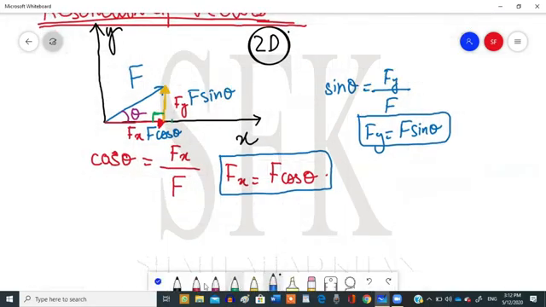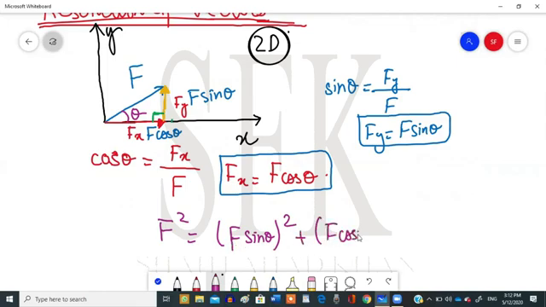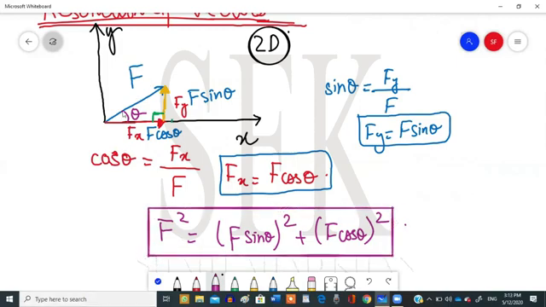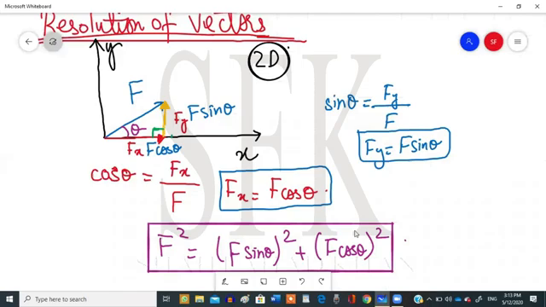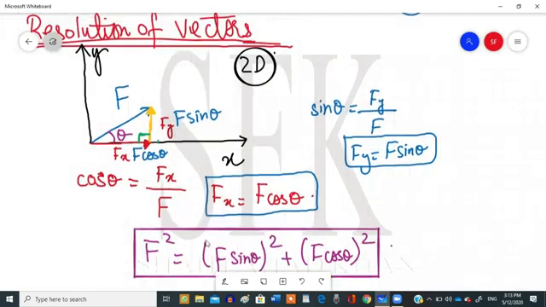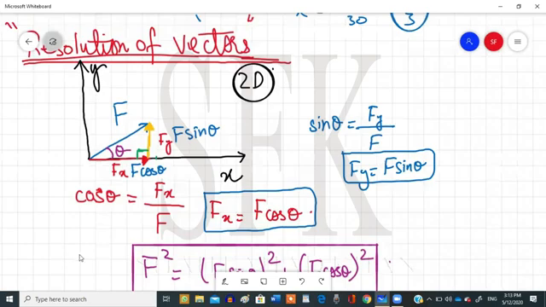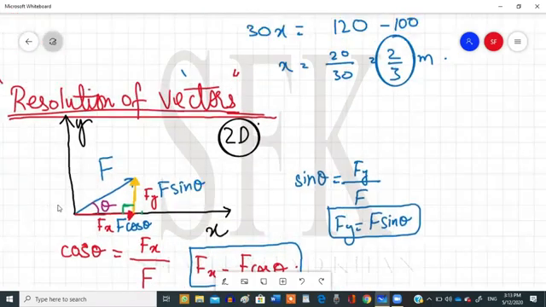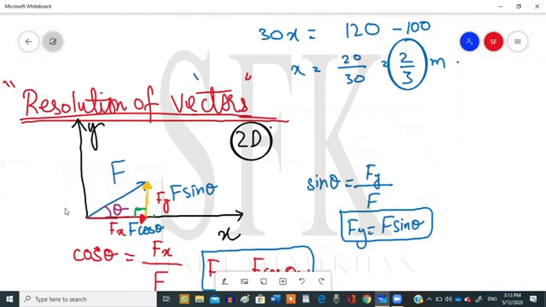If I were to apply Pythagoras theorem over here, F square is the sum of F sine theta squared plus F cos theta squared. This is Pythagoras theorem. The square of the hypotenuse equals the square of the base and the height. We don't need to use this formula a lot. Well, we do actually need to use this, but there is no specific question in which the examiner asks you to calculate the force using this formula. This is what you'll get into practice once you start doing the past papers. Once we get to the past papers, we'll practice solving using that formula as well.